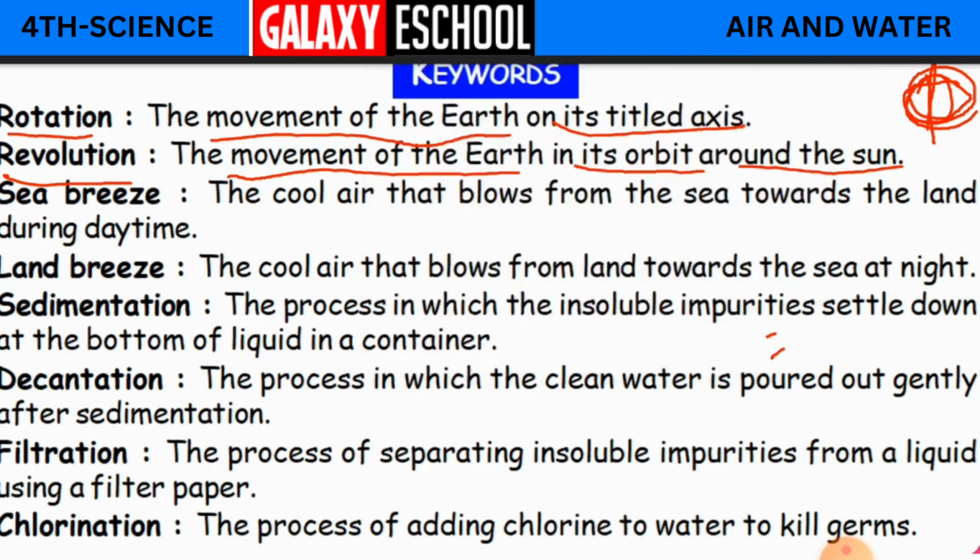Okay, now sea breeze. What is sea breeze? The cool air that blows from the sea towards the land during the daytime. You have to remember it like this: the air which blows from the sea, and where does it blow? Towards the land. When? During the daytime.